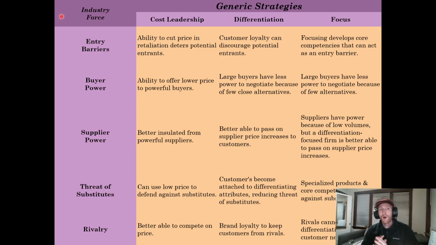So here are all of the generic strategies and then all of the industry five forces. Okay? And then again, how each strategy attempts to position itself in relation to the five forces in order to be successful. So feel free to pause, take a screenshot of this particular slide, and then make references back to it if you need to.